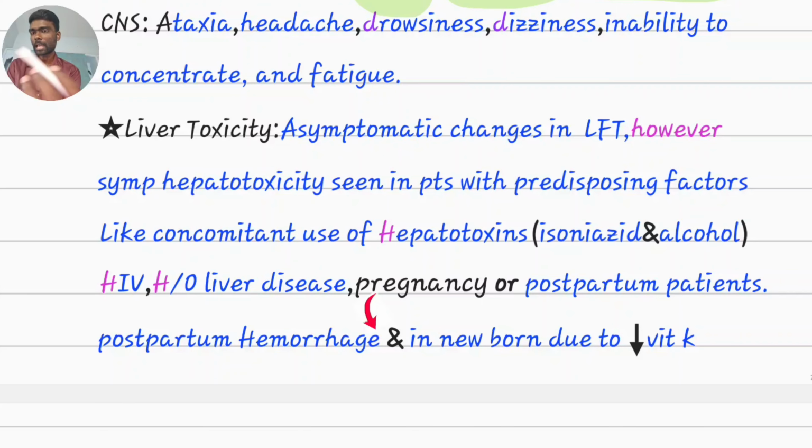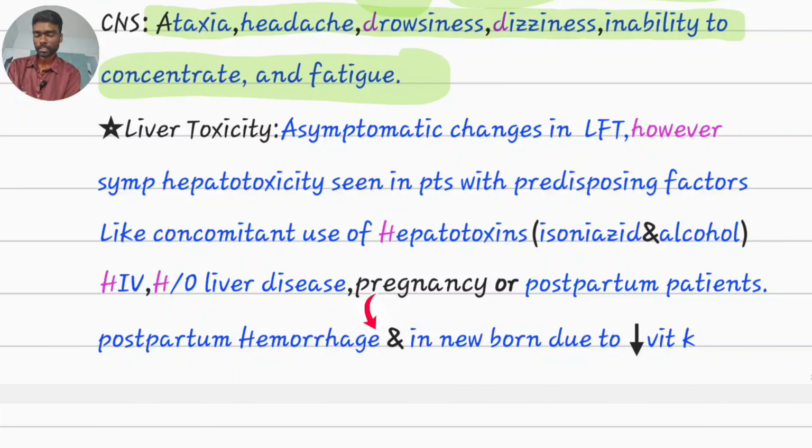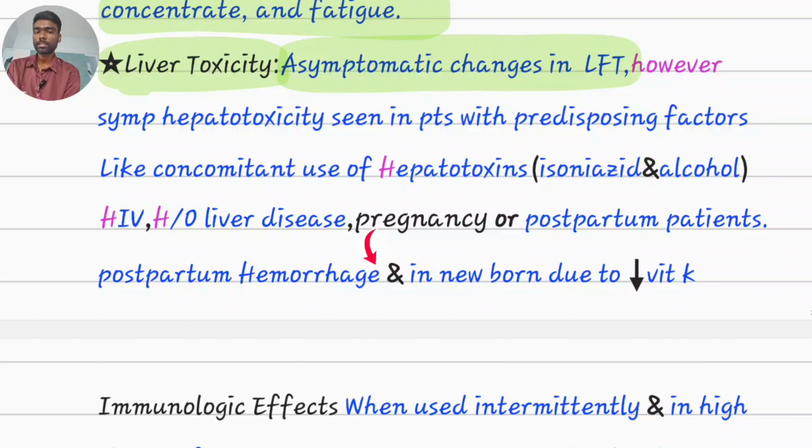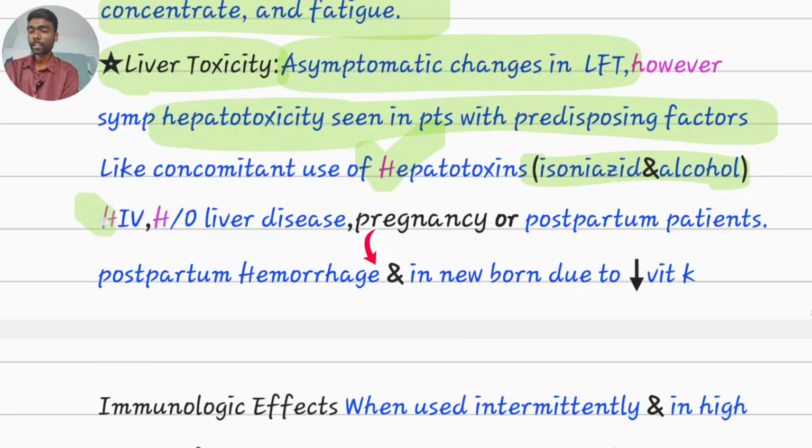CNS side effects, as it will cross the blood-brain barrier, causing ataxia, headache, drowsiness, dizziness, inability to concentrate, and fatigue. Main adverse effect is hepatotoxicity. It may be asymptomatic LFT derangement like elevation in transaminases, or symptomatic hepatotoxicity, particularly in patients with predisposing factors like concomitant use of hepatotoxins, isoniazid, and alcohol, HIV co-infection, history of liver disease, pregnancy, and postpartum patients.